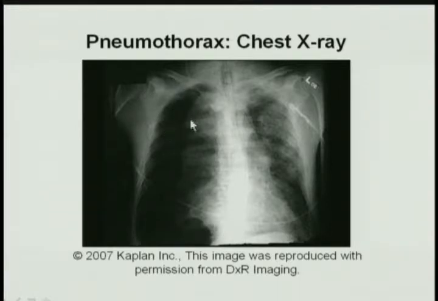Pneumothorax, you see this side of the lung there? That side of the lung should be over here, should be moved over. Now, that is the pneumothorax, telling you there's too much space there. This person has a picture of a chest tube deficiency.